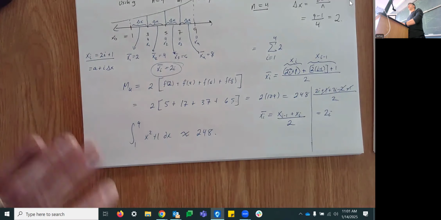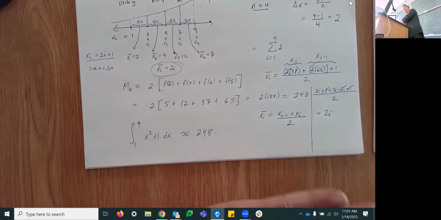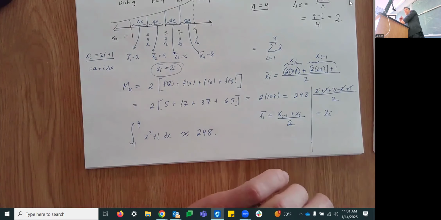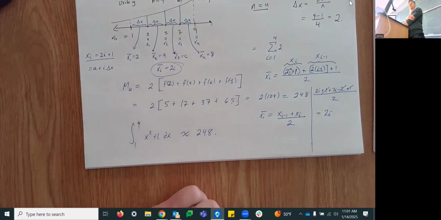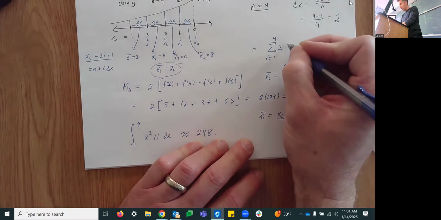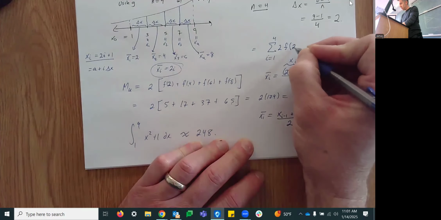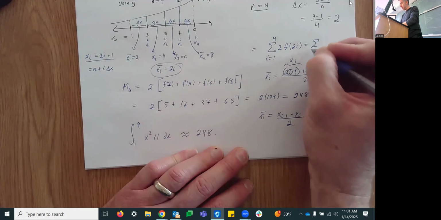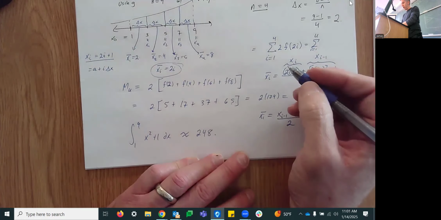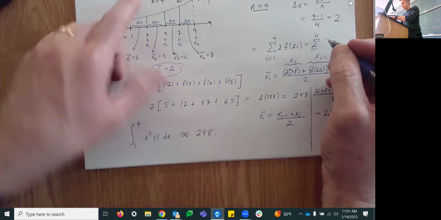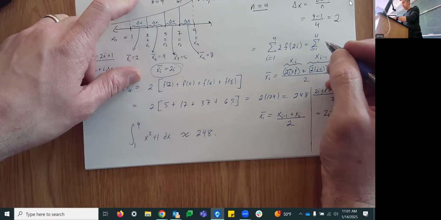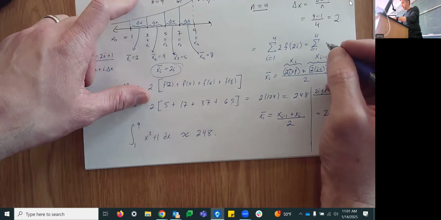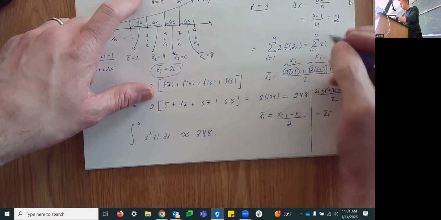I would also point out this is not something someone's really going to ask you. So you should find the points like we've been doing and then see a pattern. So here I'm going to get f of 2i, which then I can plug into my function and say, great, that's going to be the sum from i equals 1 to 4 of 2 times 2i squared plus 1.